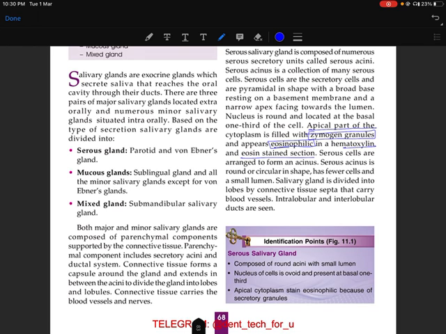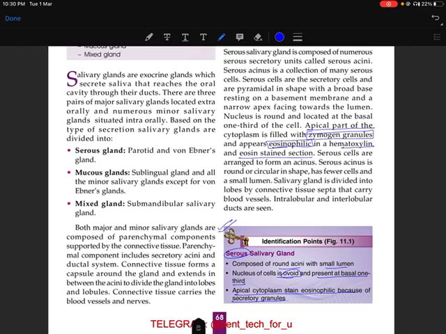Mostly these points are very important, so let me just read it out. Composed of round acini with small lumen, and nucleus is ovoid that we saw and present at the basal third. And apical stained eosinophilic because of the secretory granules, which are zymogen granules.